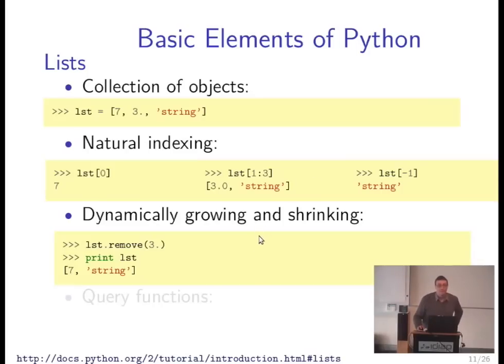Is there a quick way to retrieve the last element? It's the -1. But if you want to print them all, or say from the second until the last, you can just leave out the last index. If you say 1 colon, then you will get from the second to the end. And the same works the other way around. When you leave out the first index, then you will start from 0.